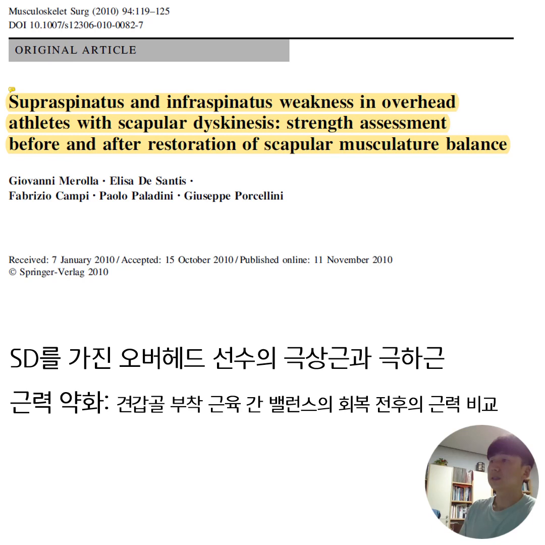Next article is about the weakness of supraspinatus and infraspinatus in overweight athletes who have scapular dyskinesis, and the strength of those 2 muscles were assessed before and after the restoration of scapular musculature balance.